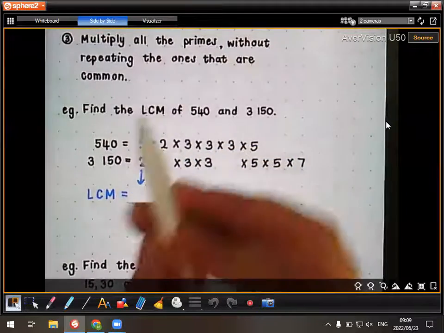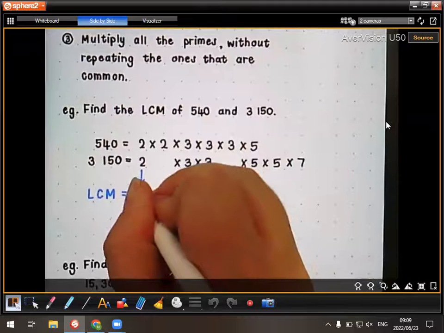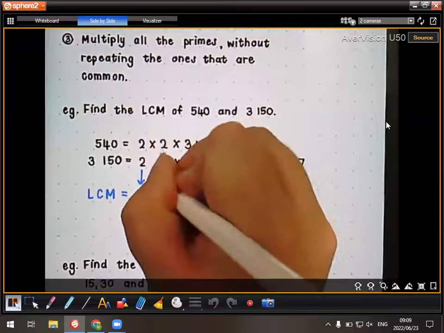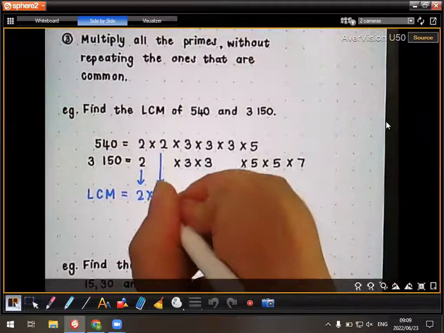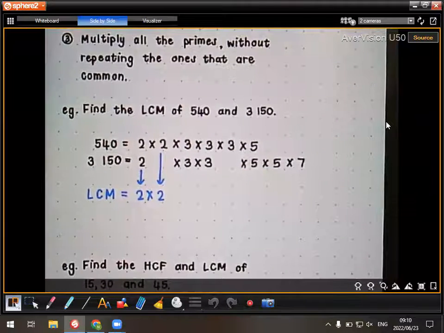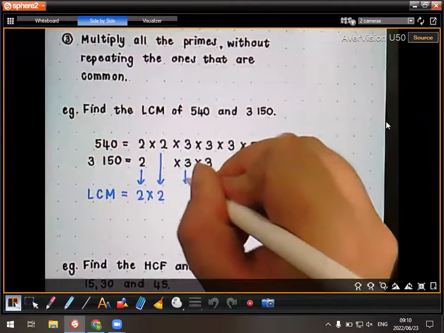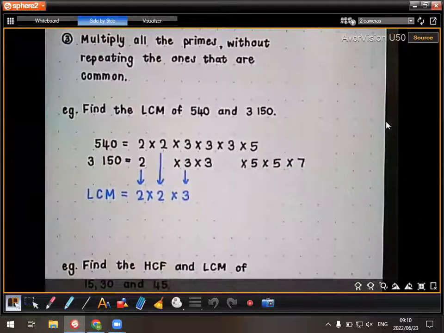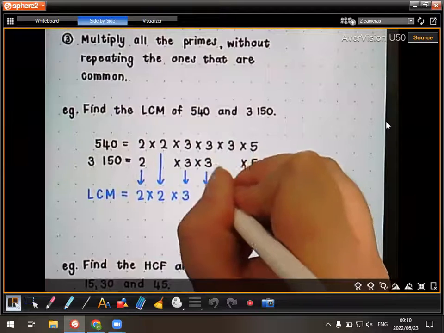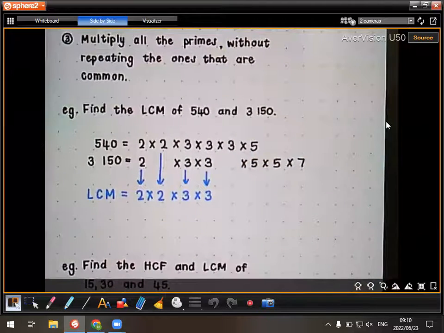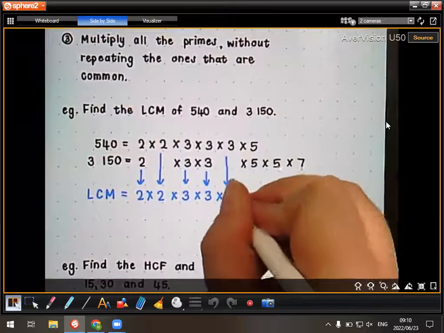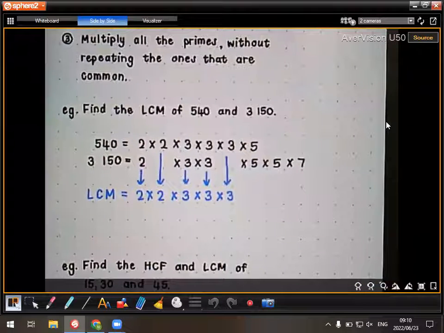We're going to take that first 2, which is common. We're only going to take it once. Okay, times. We're going to take the second 2 as well, all the way down. Even though it just appeared in the first number, we need to multiply that 2 to get the LCM. Then we're going to take those 2 3s, even though it was common, we're only going to times it once, like that. The next 2 3s as well. Going to multiply that once. The third 3, even though it just appeared in one of the numbers, it will make up part of our LCM, so we're taking that down.